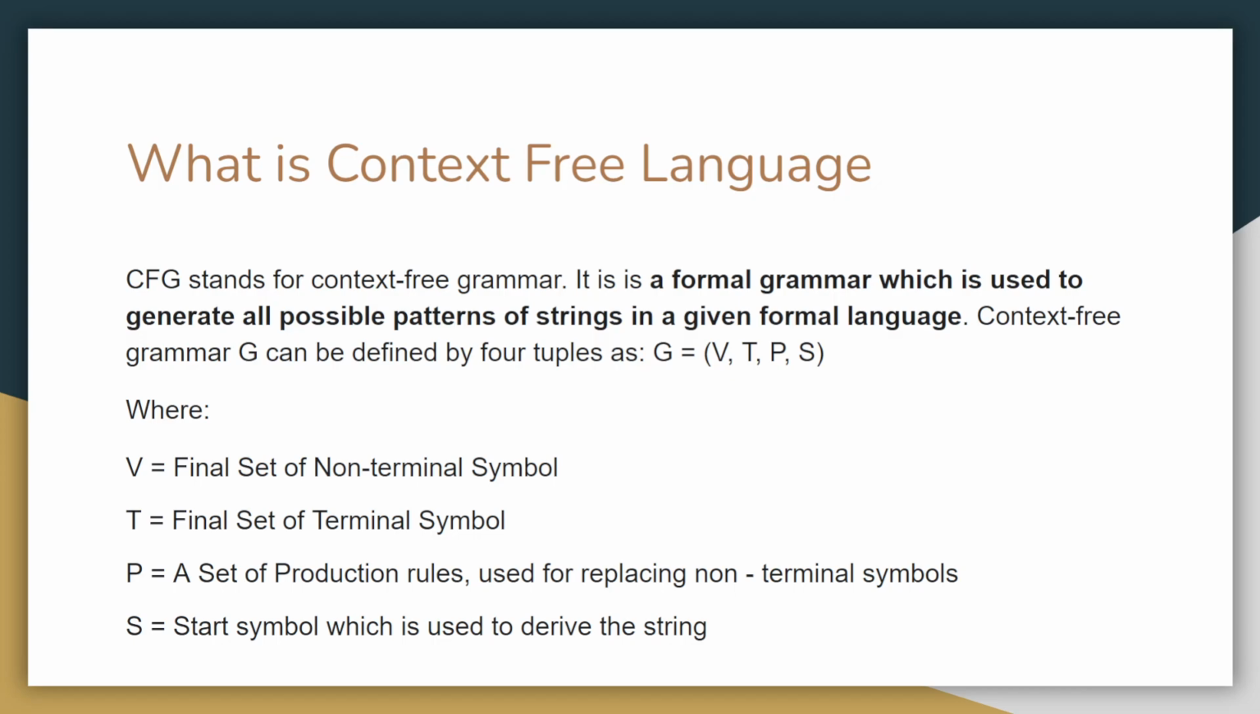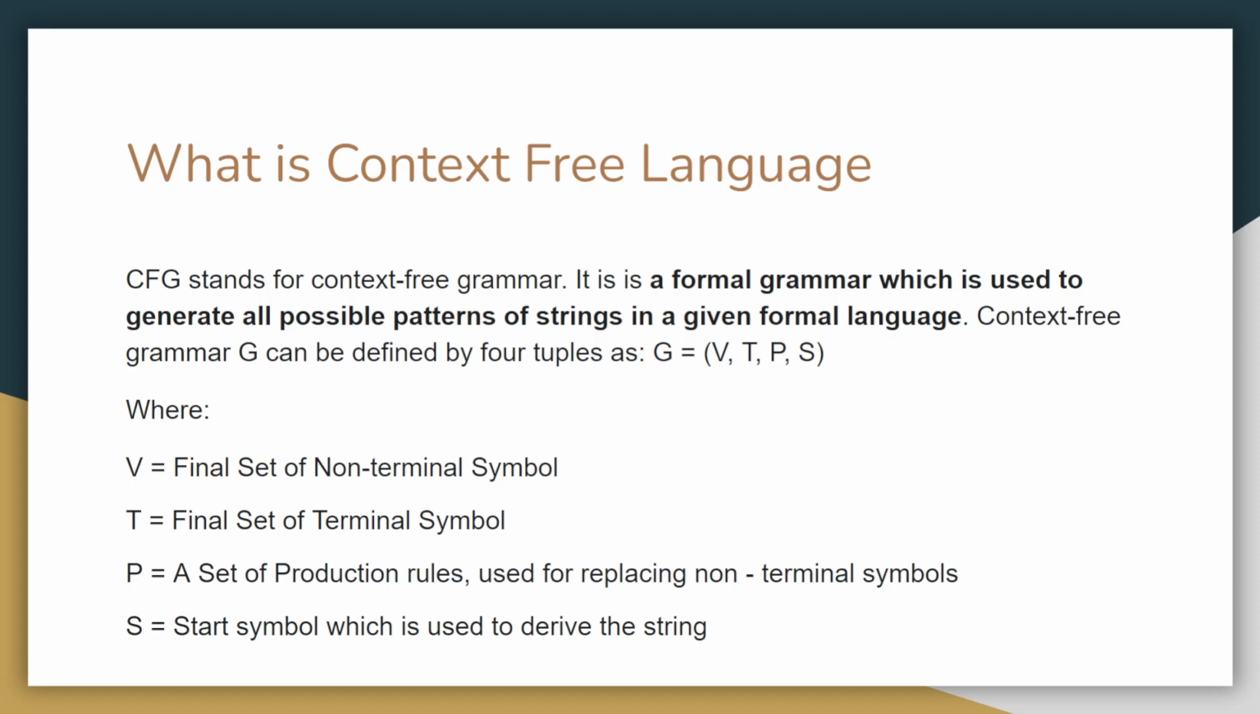Context-free grammar G can be defined by a four tuple notation as V, T, P, and S, where V is the finite set of non-terminal symbols and T is the finite set of terminal symbols. Terminal, in the sense that it stops.